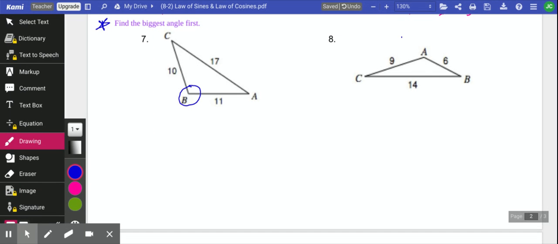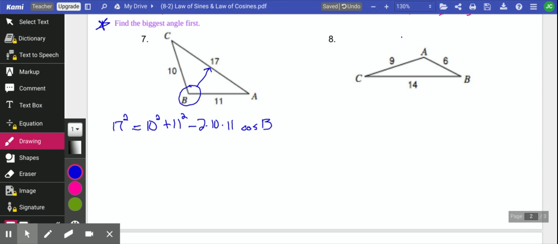So remember I said there's only one angle in the whole problem. It's at the very end, the cosine of the one that we're looking for. So we're going to put cosine B at that end, which means all the way at the other end goes the side opposite of it. So 17 squared. Then the 10 and 11 just fill in: 10 squared plus 11 squared minus 2 times 10 times 11.